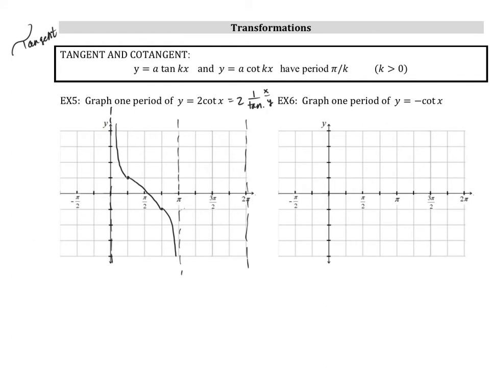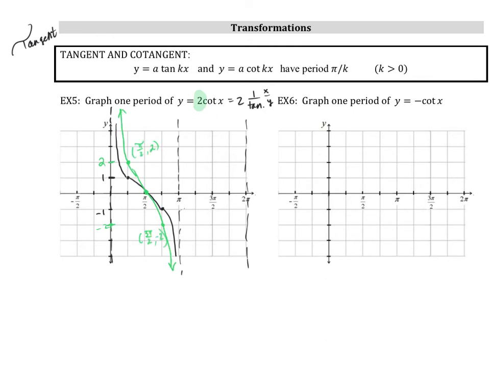And what happens when you have this 2 is it's just stretching it. So with a tangent, we would be at 1 and -1, but now we've stretched up, so we're at 2 and -2. So it's the same, but it is a much steeper graph. Okay, there you go.